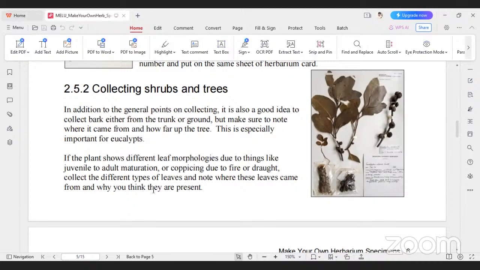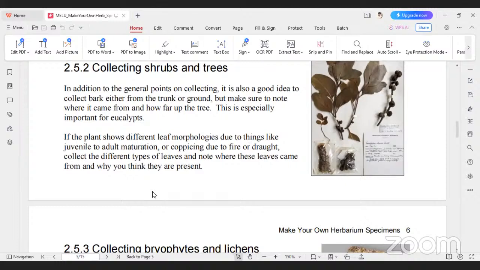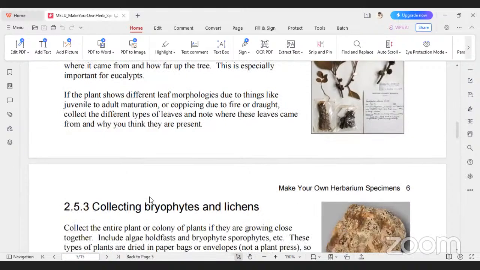For example, if you take the neem tree, in the first seedling stage the leaves are different, and after maturity, that means after 10 years, they are also different. After flowering and after fruit formation they are different again. That means you can collect in the juvenile stage, the vegetative stage, and after the mature stage, collecting at different stages.